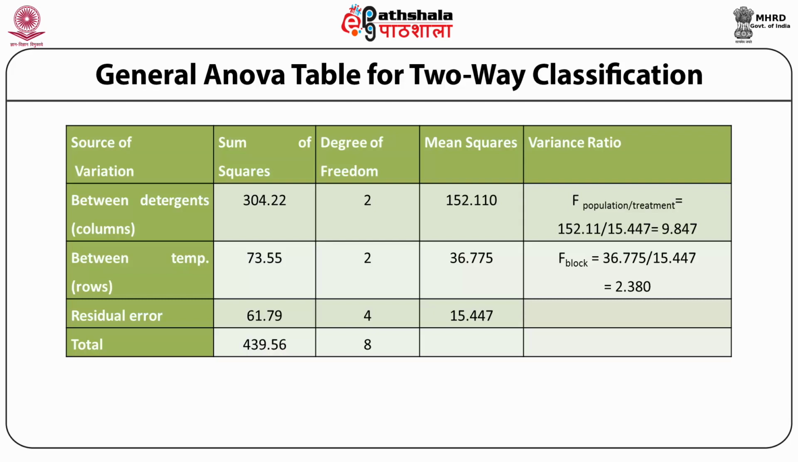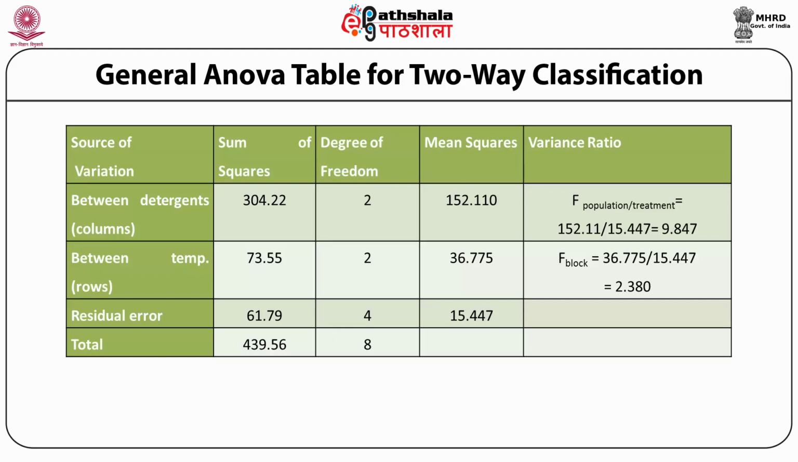Now F calculated for the block is equal to 36.775, that is MSR, upon 15.447, that is MSE, and it comes out to be 2.380. Now since we are calculating the F ratio, to test the hypothesis we need to compare the value of F calculated and F table. So based on the degrees of freedom, the F table is coming out to be F is equal to 6.94.